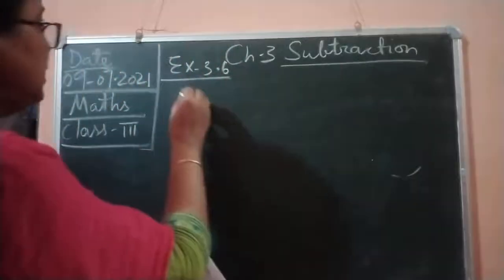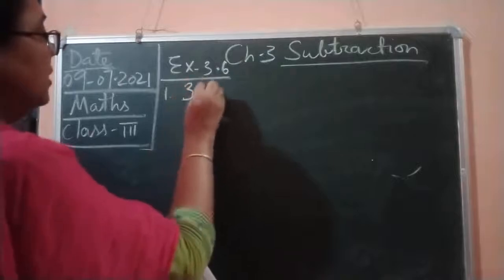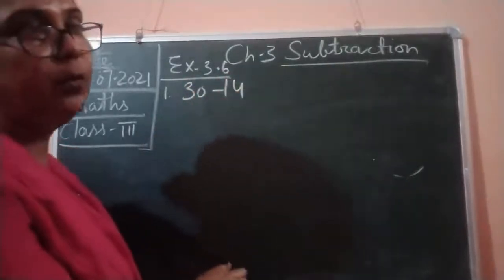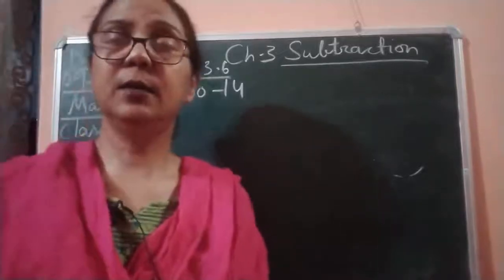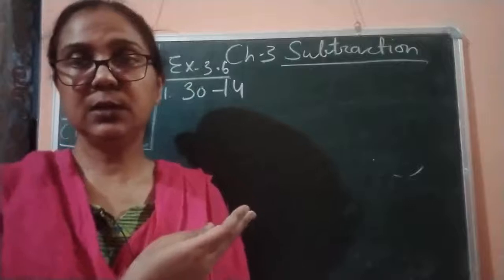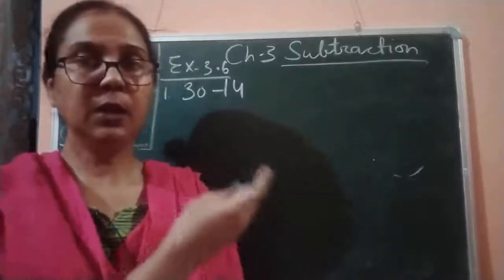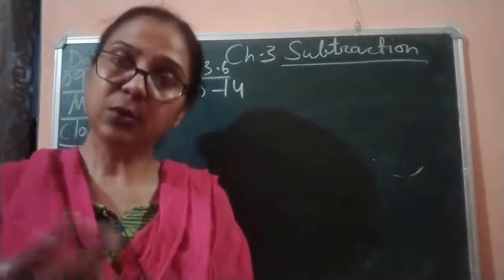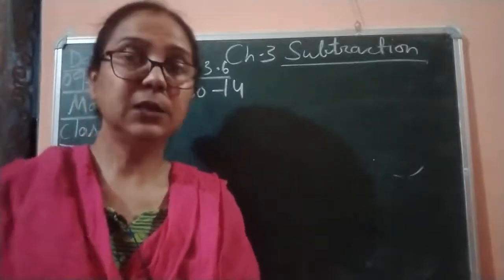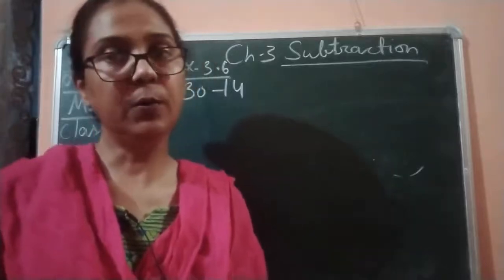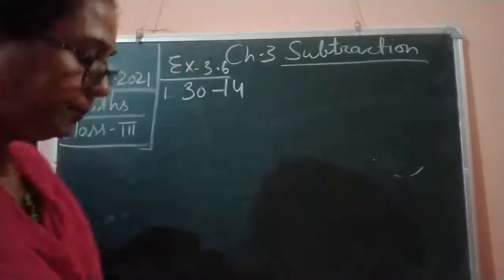Okay, first is 30 minus 14. So we have to write in words, we have to create something like: in a class there are 30 students and out of 30, 14 are girls. So how many boys are there in the class? So that is how we can create a word problem. Now children, I am going to write a word problem on that.